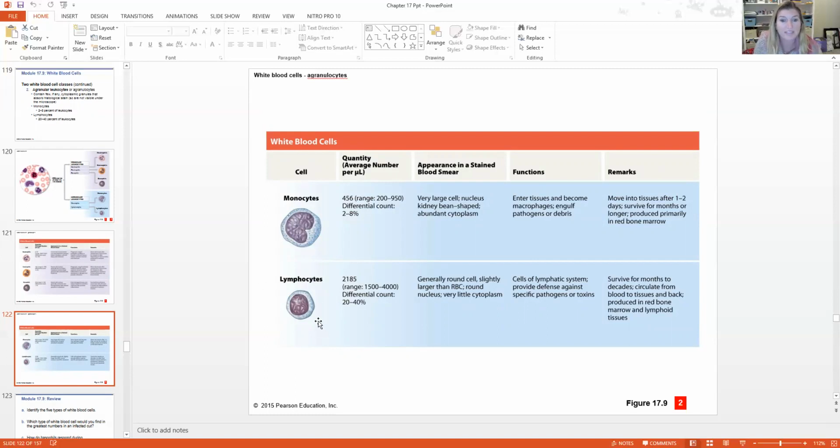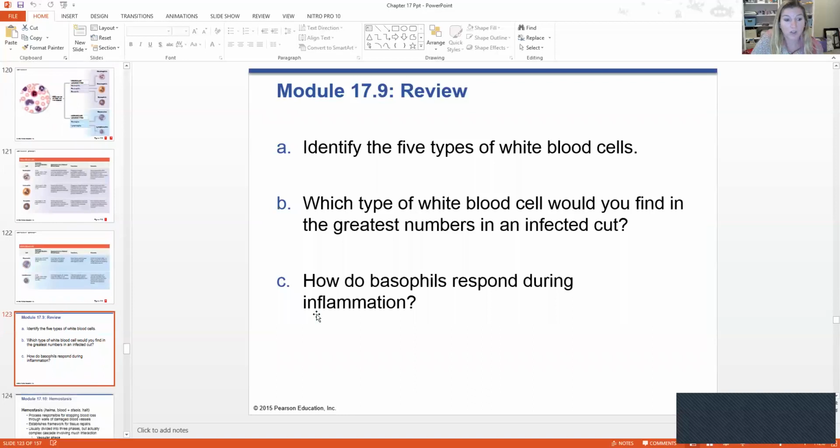And then lymphocytes, these are the little guys. These are involved in specific defenses. We're going to learn all about these in our immune system chapter later on. You can pause the video here, go back and review.